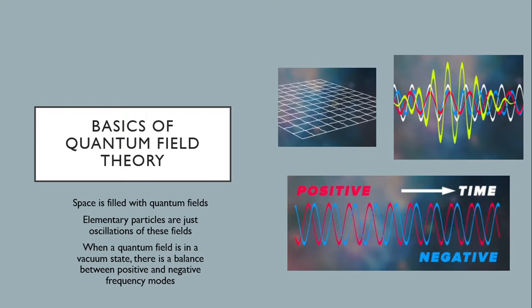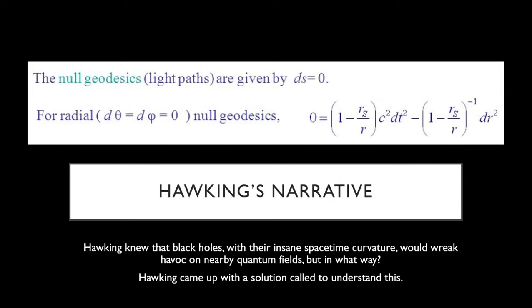This is all fine in a flat space, but what if spacetime is curved? And indeed it is. Spatial curvature disturbs the balance of underlying quantum fields with the introduction of horizons, such as the event horizon of a black hole. Horizons cut off access to only certain modes of the fields. Hawking knew that black holes, with their insane spacetime curvature, would wreak havoc on nearby quantum fields. But in what way?